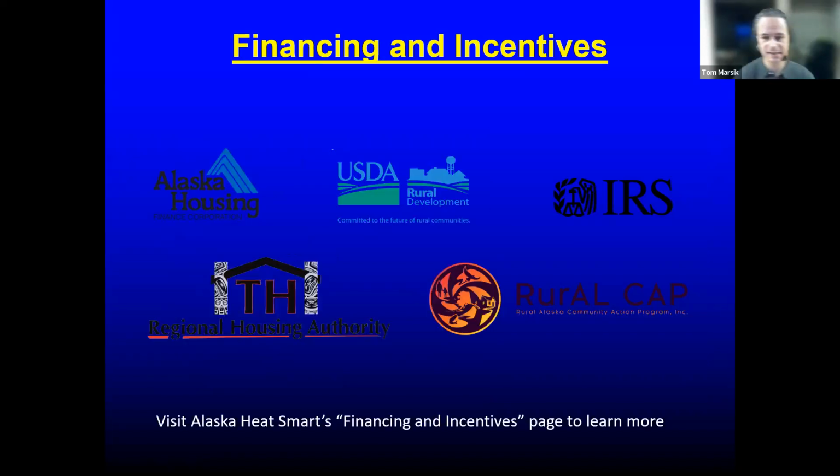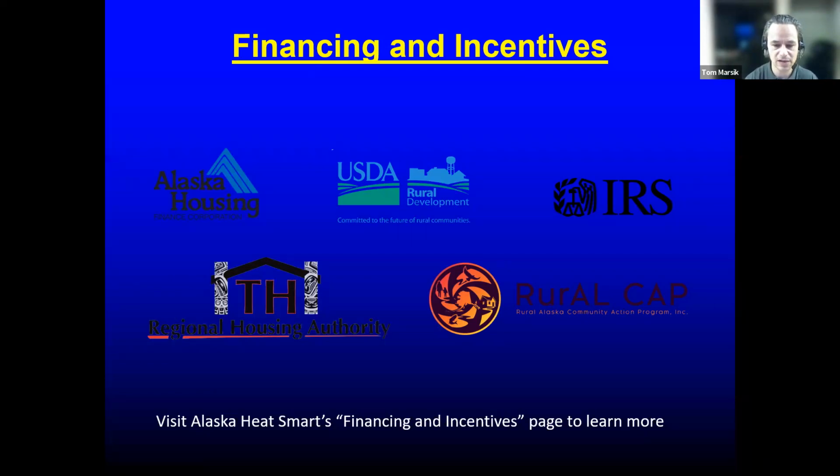There's some financing and incentives available also for the installation of heat pumps, as well as other energy efficiency measures, and also some renewable energy systems. The Alaska Heat Smarts website, I showed you the link on the list of resources earlier, has a section called financing and incentives. So it's a good section I would refer you to explore.